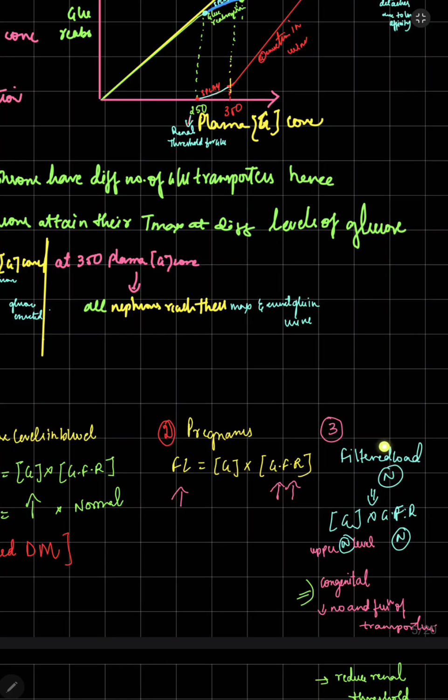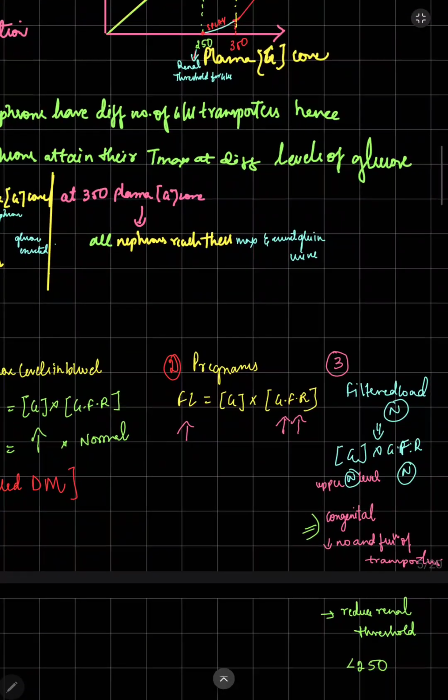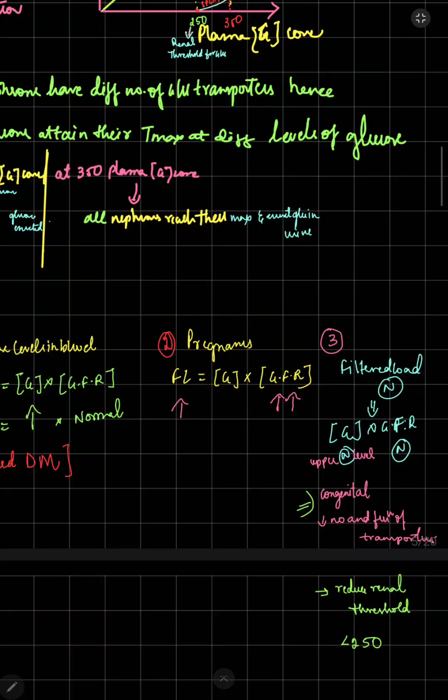And then if filtered load is normal, glucose concentration is normal, and GFR is normal, but glucose concentration is somewhere around the upper normal level, then there are a few congenital conditions where there is a decreased number of functional glucose transporters, and they could be functionally not so efficient. In that case, there is a reduced renal threshold, and even at less than 250, glucose starts appearing in urine.